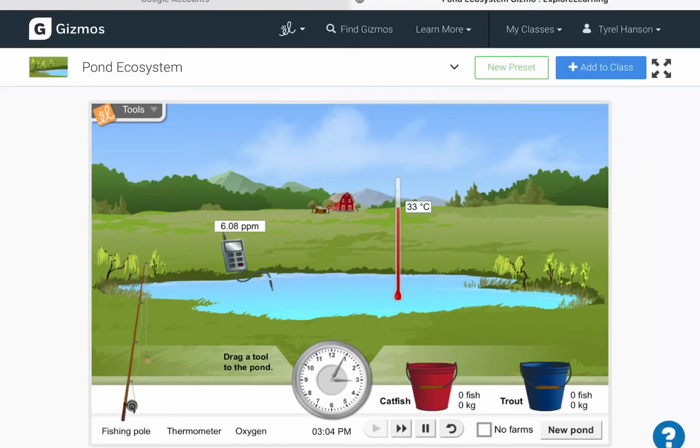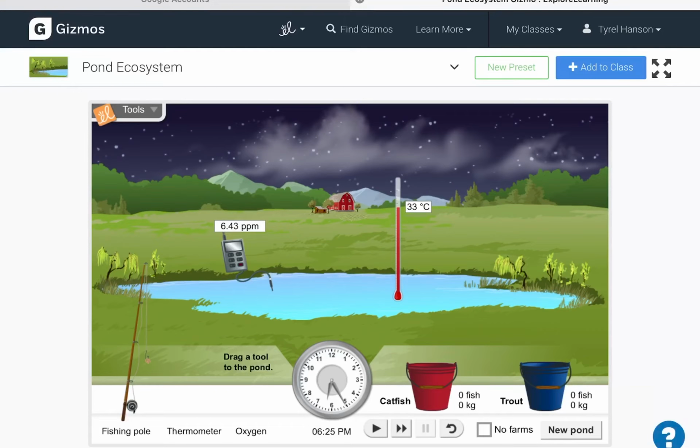We're at 3 o'clock. We're at 6 parts per million. Temperature's at 33 degrees, so we see that the sun's intensity is definitely increasing. Oh, it's slowing down. Let's see what its highest point is. Oh, it's now nighttime. The highest temperature we reached was 33 degrees, and the highest oxygen level was 6.43 parts per million, meaning that as the sun was up, the oxygen level was increasing.